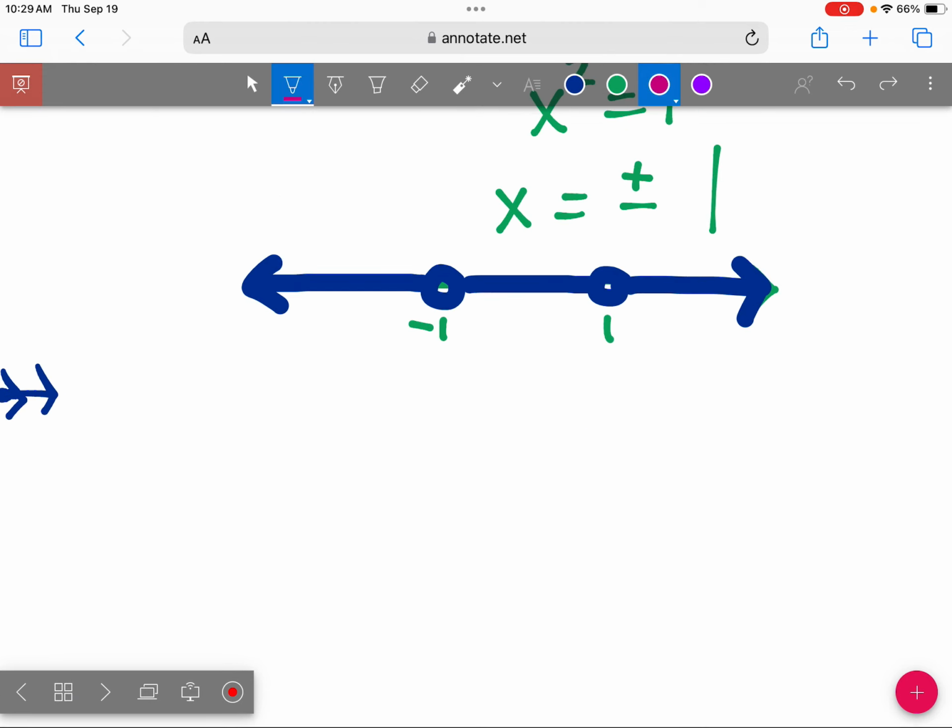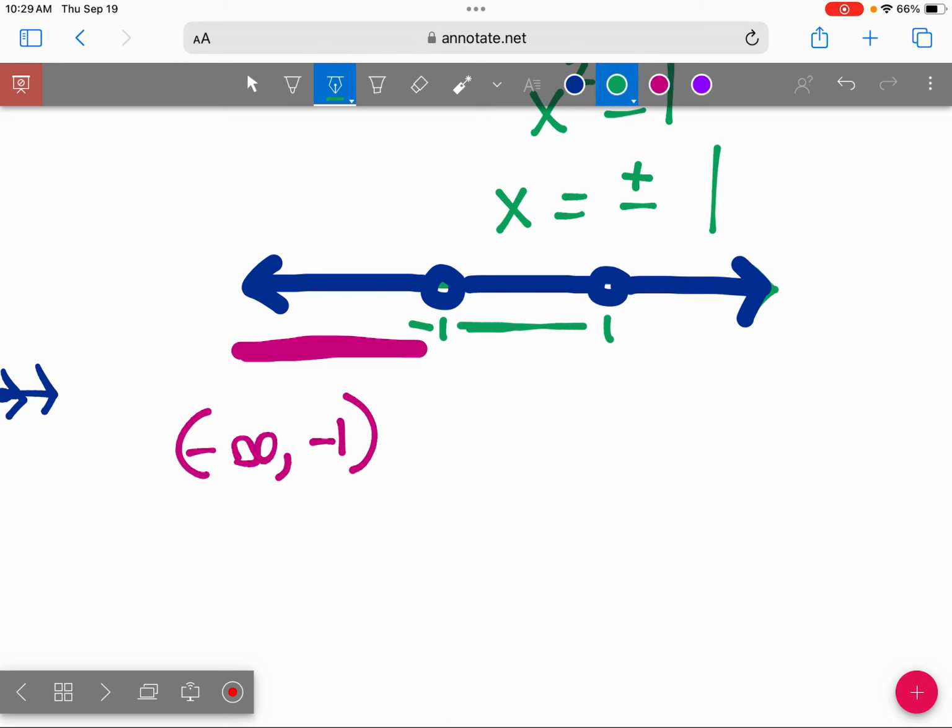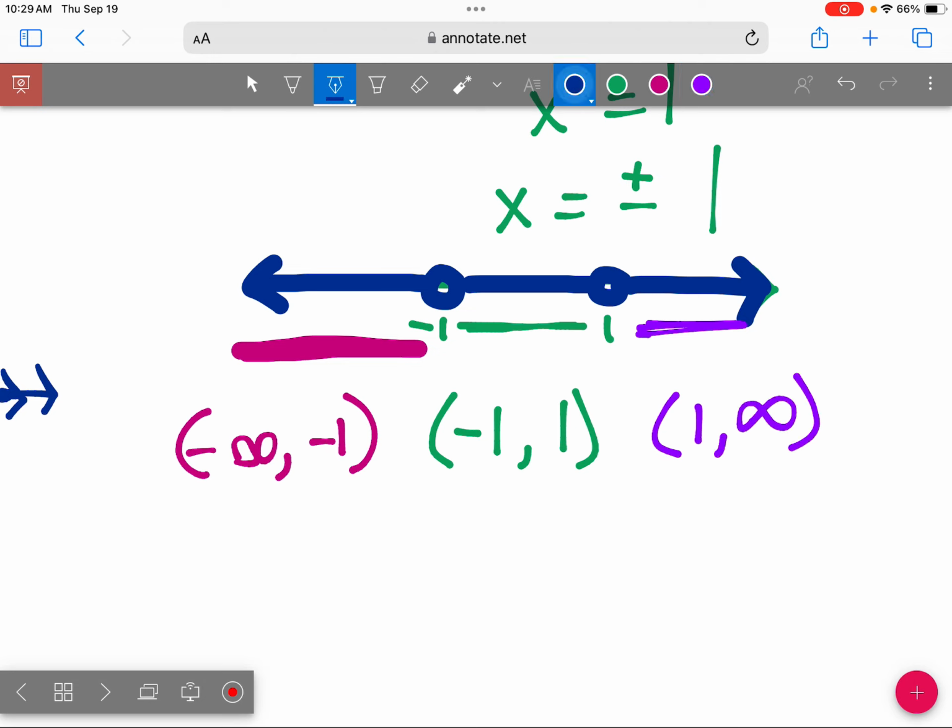So here we're going to do 3 separate intervals. So this piece, how can I write this piece as an interval? From negative infinity to negative 1. Infinity always gets a parenthesis. Open circle on negative 1 means parenthesis. Then we need to do the in-between interval. So we're going to go from negative 1 to positive 1. And we're going to go from 1 to infinity. And all of these get unioned together.